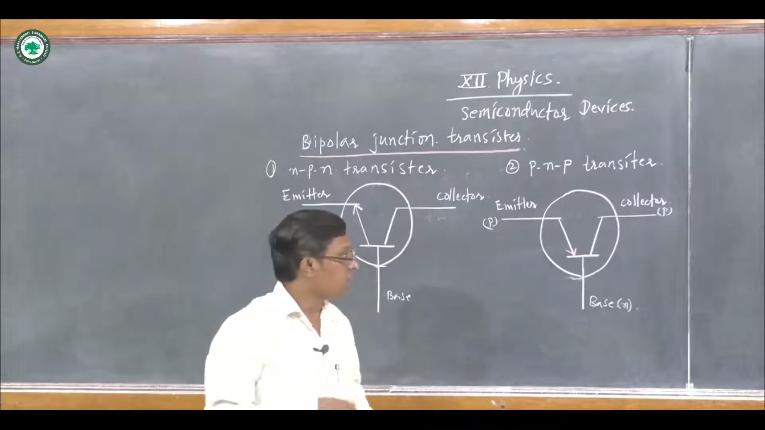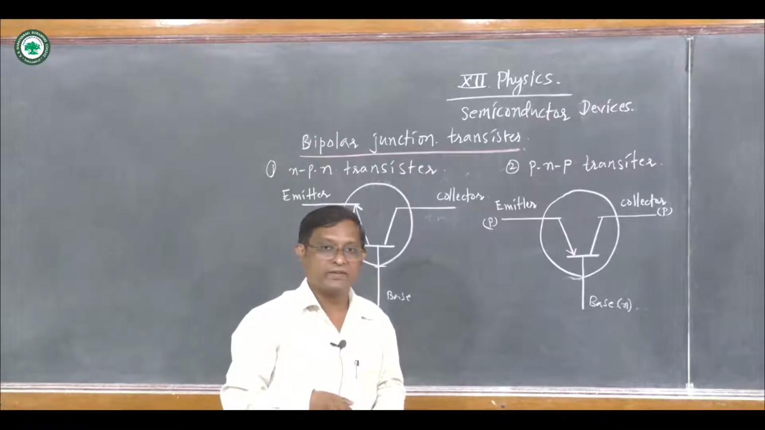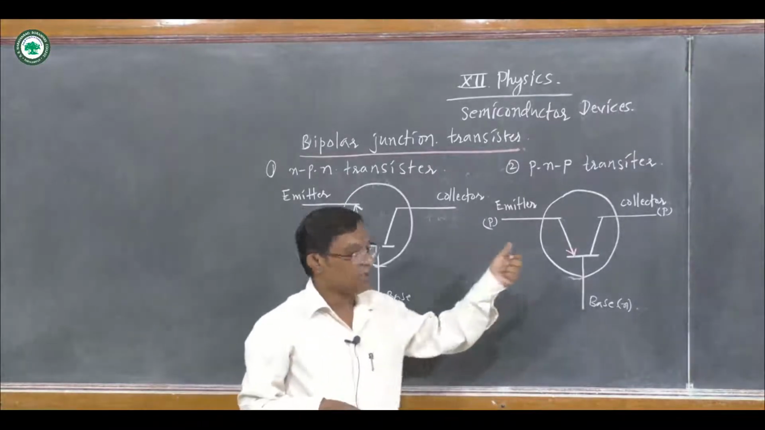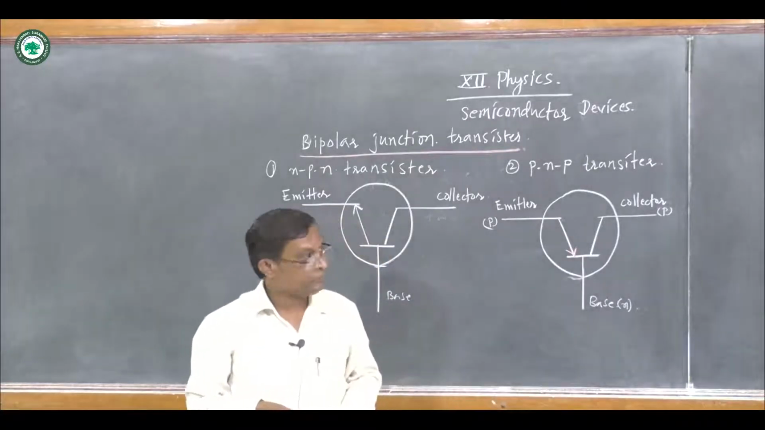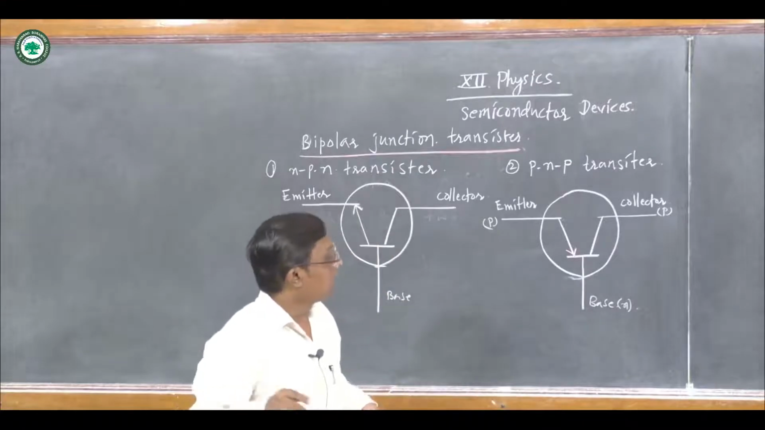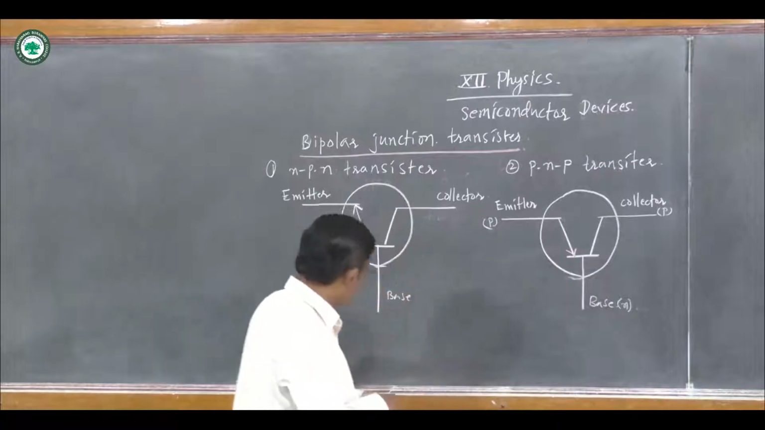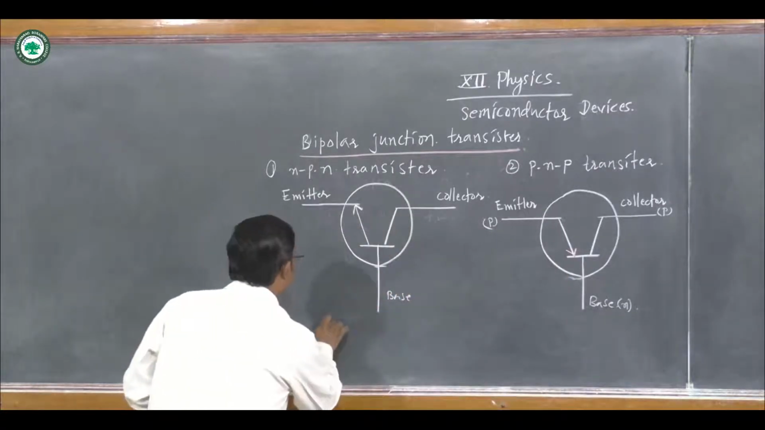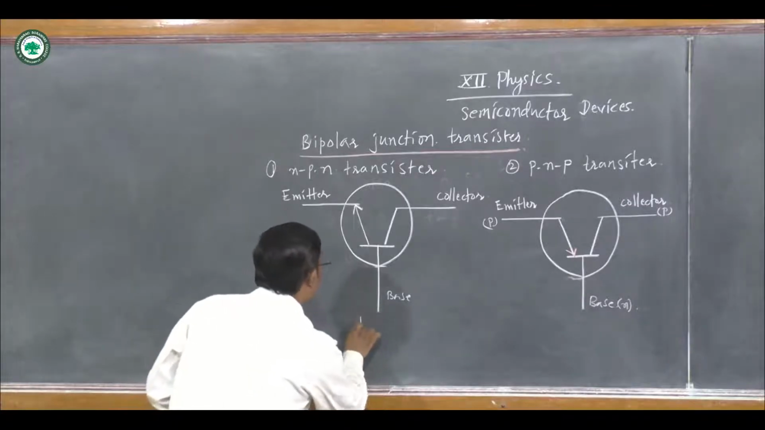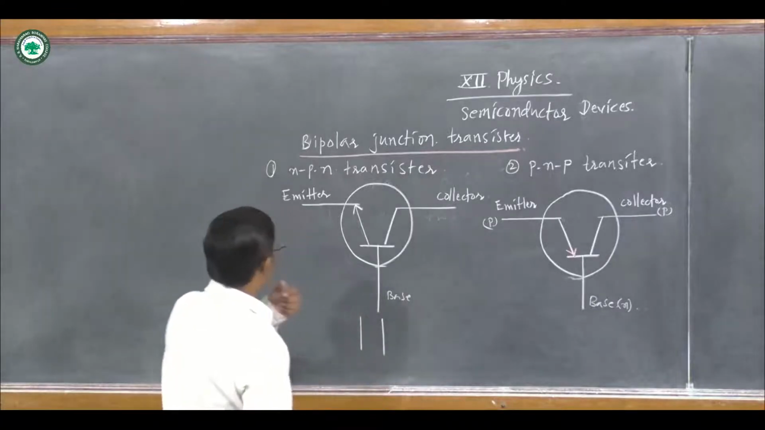Now, about the construction of the two types of transistor, one is the NPN transistor and another one is the PNP transistor. This transistor is made up of two diodes. Let us see it with the help of two block diagrams. This is the block diagram of the NPN transistor.